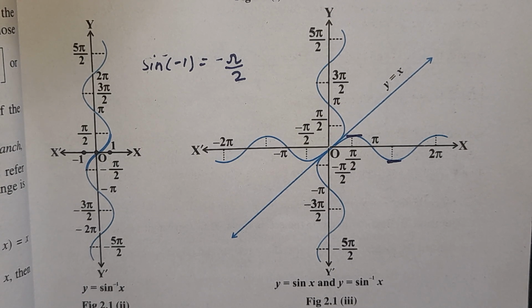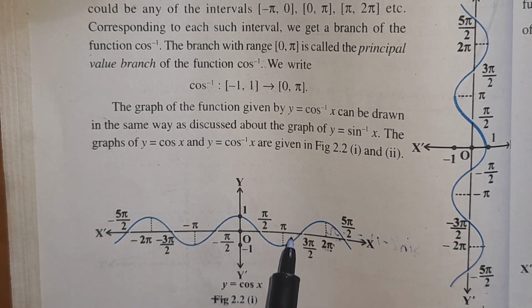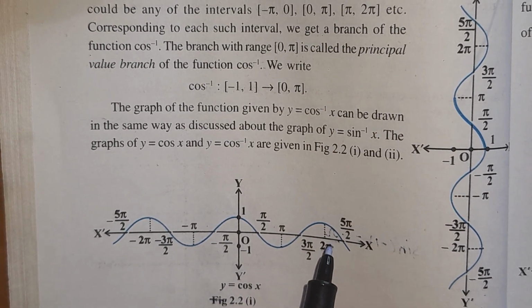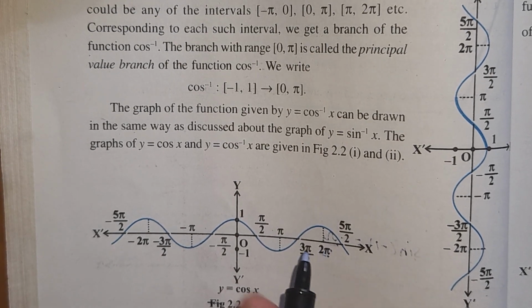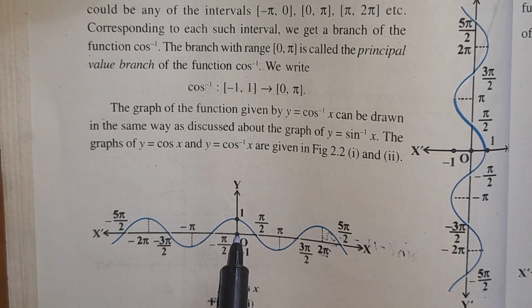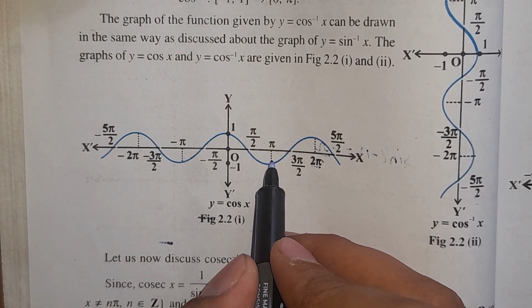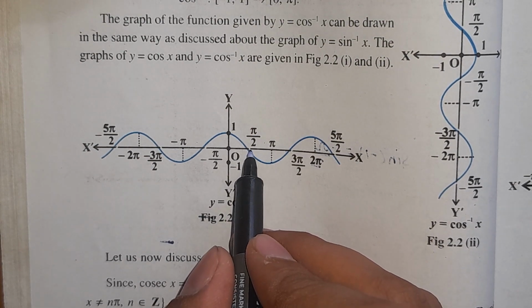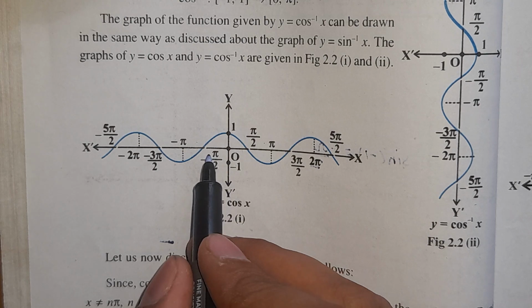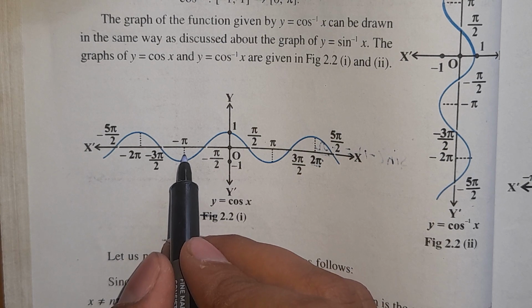Similarly, the range of the cos function is between -1 and 1. This is the cos x graph. As you can see, the difference between the sine x graph and the cos x graph is that sine 0 is 0 and cos 0 is 1. This means where the sine value is minimum, the cos value is maximum. Cos 180 is -1 and cos 90 is 0. Similarly, cos minus 90 is also 0 and cos minus 180 is -1.